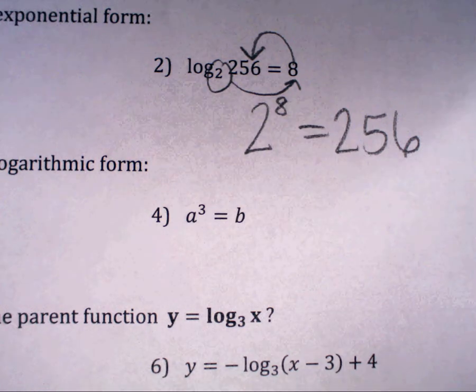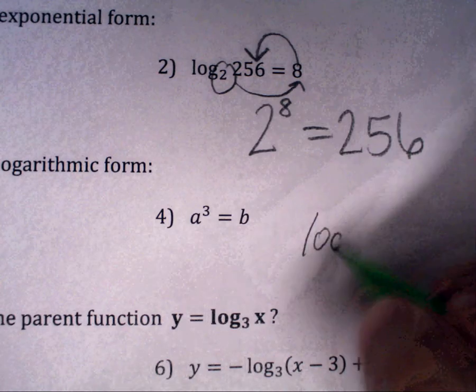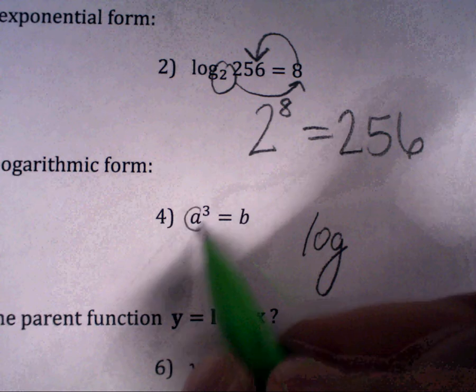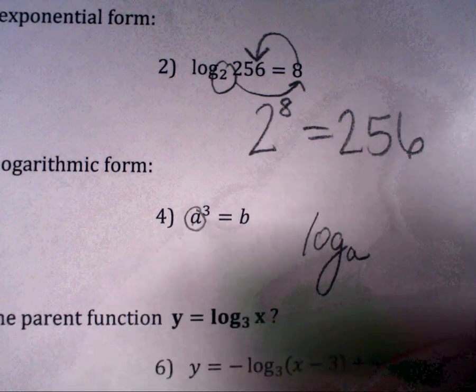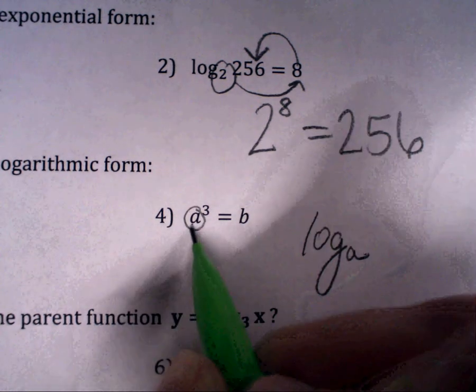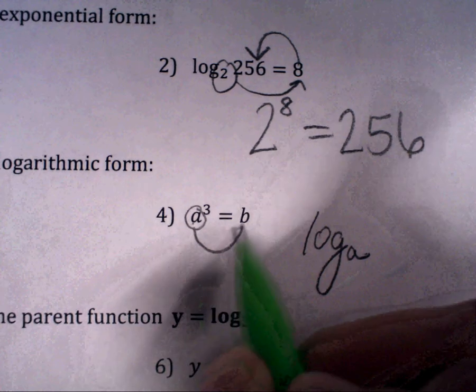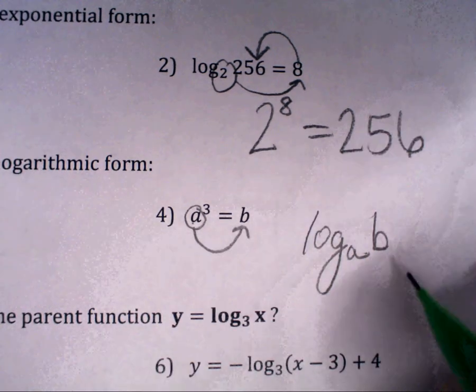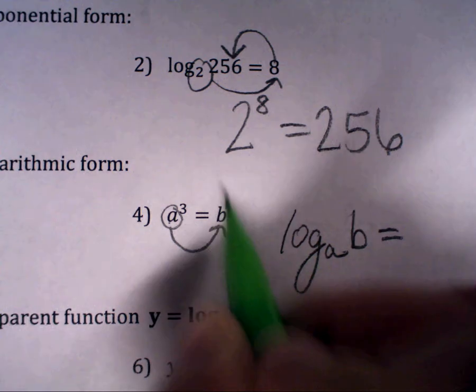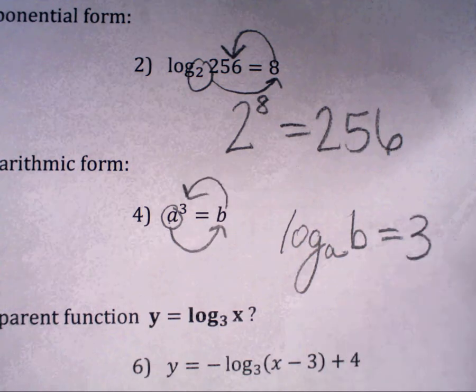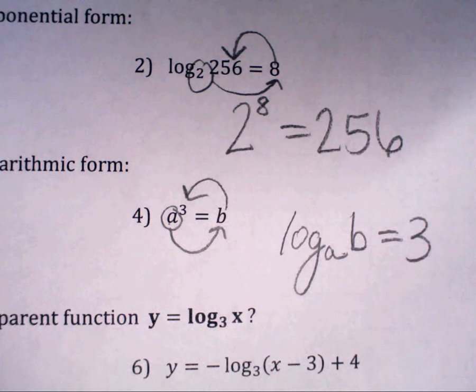Number 4 is also the loop trick, but we need to start by writing a log. We start with the A. There's our base. The base is the base. And we loop around to the B. That gets written next. And then we set it equal to the 3, which is our last term. So every time you do something on the loop trick, you've got to write it down.